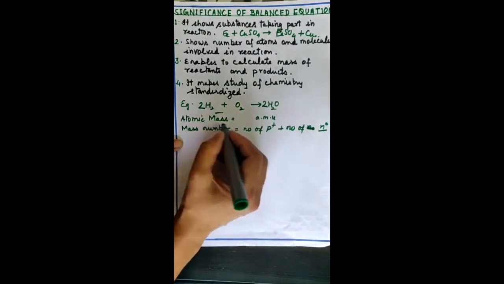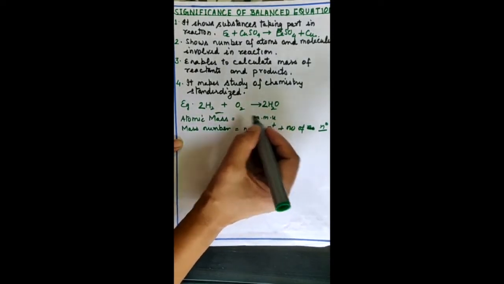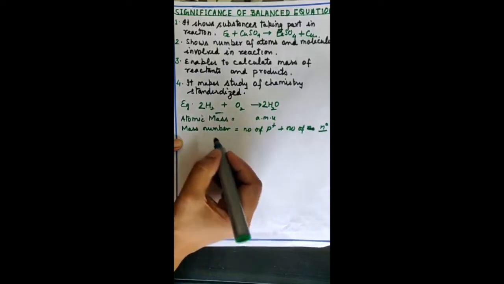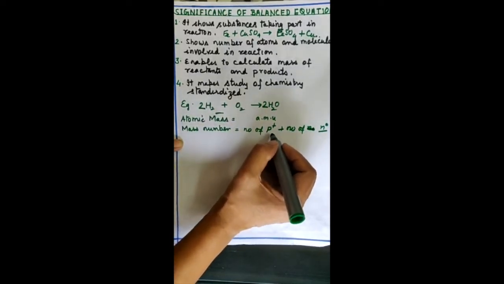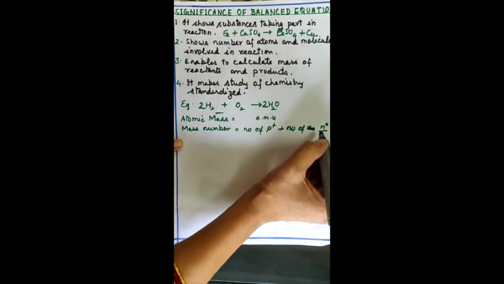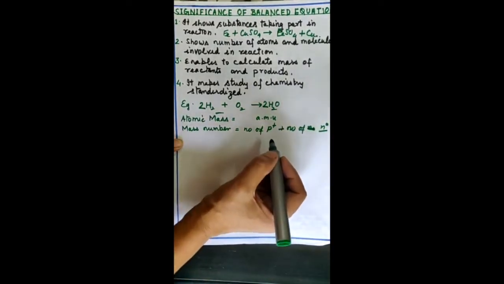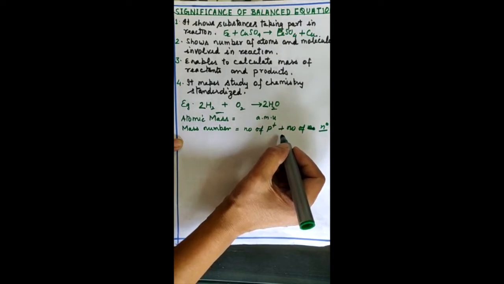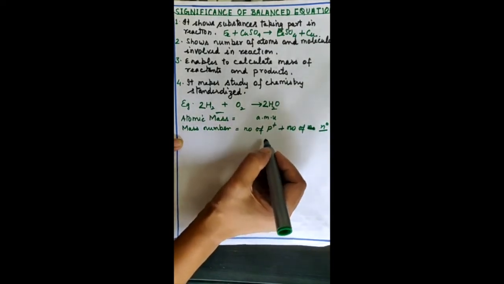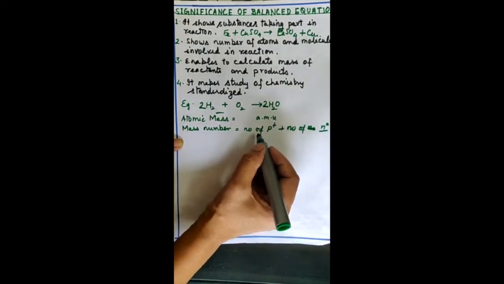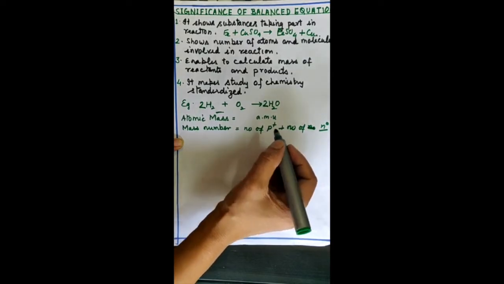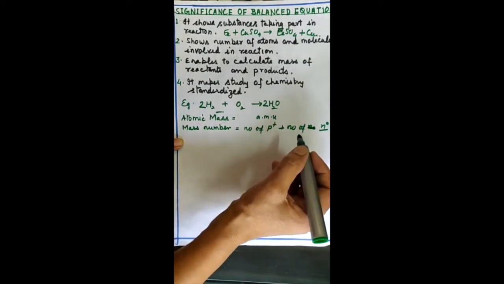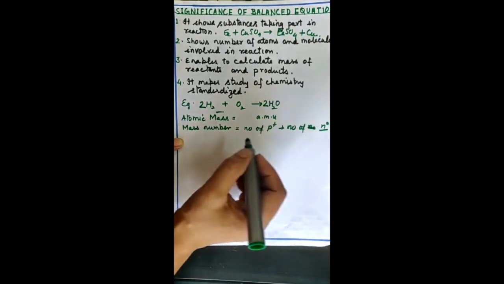So mass of an atom expressed in AMU is called atomic mass, whereas the sum total of the number of protons and neutrons present in the nucleus of an atom is said to be the mass number of that element. You know, all the atoms of one element are alike and they have the same number of protons and the same number of electrons and mostly the same number of neutrons as well.